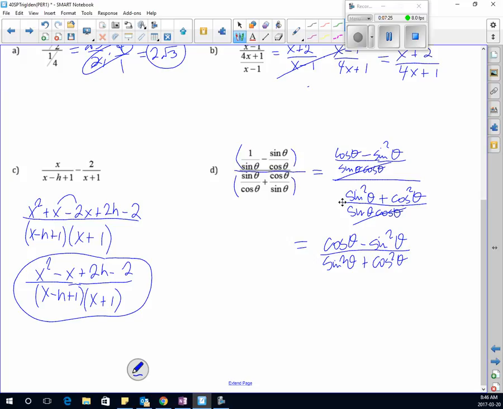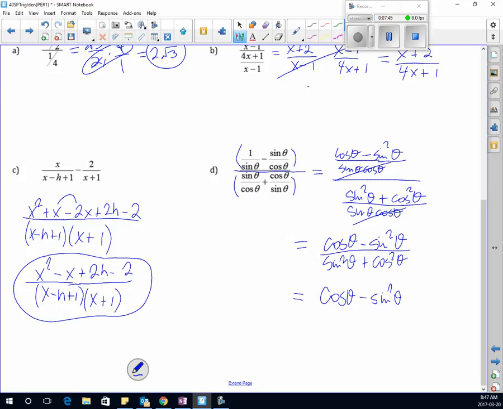And that's your first identity on your sheet. Look at your formula sheet. What's sine squared theta plus cos squared theta equal to? 1. So this is really equal to cos theta minus sine squared theta.